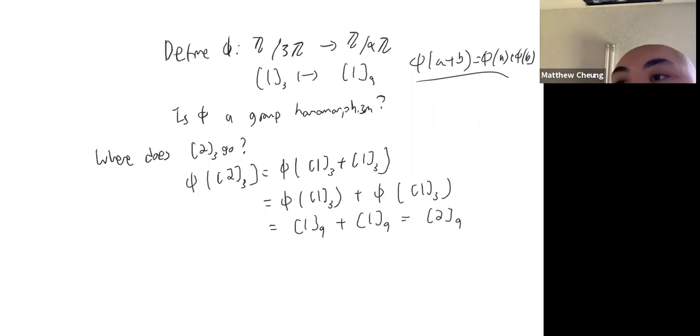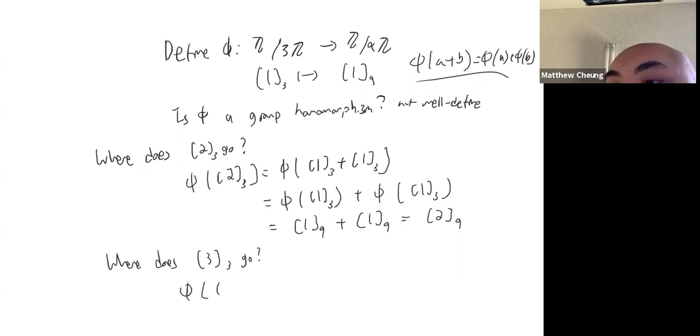So now this is the problem with defining a map. Let me just say the answer to this is not well defined. I'll sort of explain what this means. But let me just tell you, where does 3 go? Just from this thing right here, 3 goes to 3 mod 9. Everyone agree?